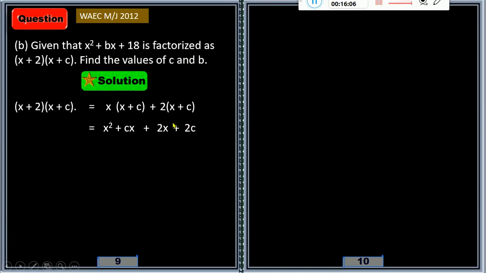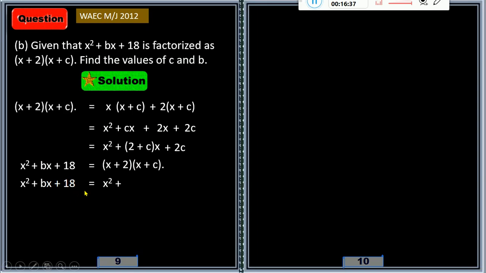Then we're now going to collect like terms. x squared, we collect like terms. x plus cx plus 2x will give us 2 plus c into x, and then plus 2c. Now that means that the equation we are given, x squared plus bx plus 18, will be equal to this. So since they are equal, it means that this will also be equal to this.